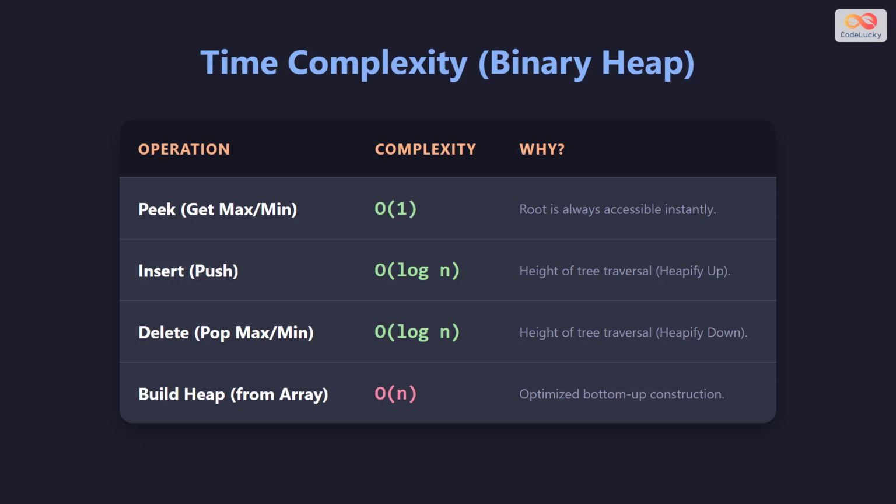Here is a breakdown of the efficiency. Peeking at the max or min value is instant, taking constant time. Inserting and deleting takes logarithmic time, or O of log n, because we only traverse the height of the tree. Building a heap from scratch can actually be done in linear time, O of n.